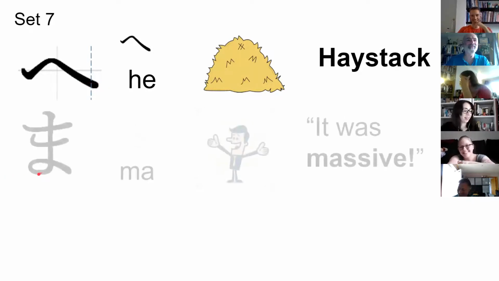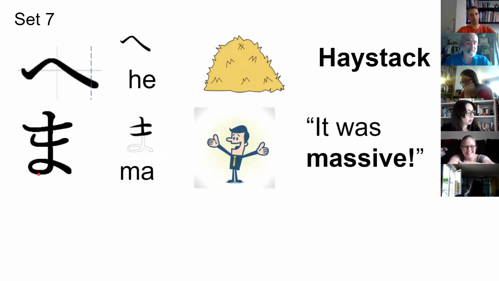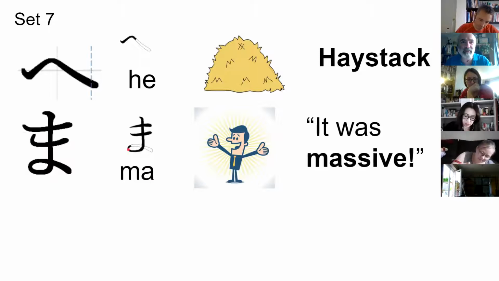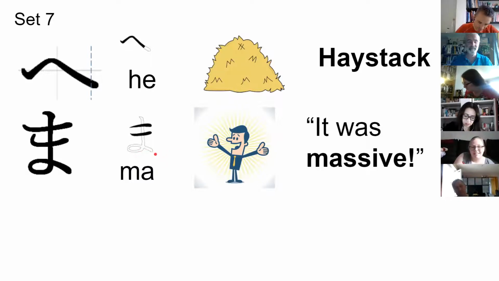Anyway, next one is ma. This looks a little bit like ha, so we have to be a bit careful to not confuse these. Very difficult to find a mnemonic for this. So I just imagined there was a man with his arms outstretched saying it's massive. And he also has really big feet as well. You see, so he's got long, thick outstretched arms, and he's also got really big, massive feet.